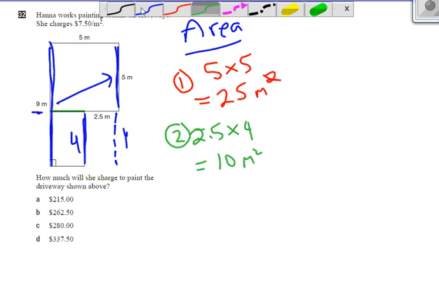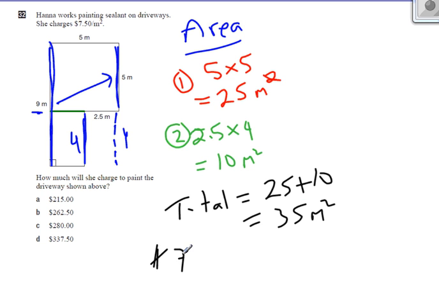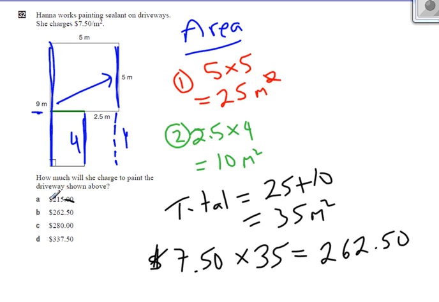And therefore, the total area is 25 plus 10, which is 35 meters squared. So if she charges $7.50 for 1 meter squared, and this is 35 meters squared, multiply them together, she charges $262.50, which is B.